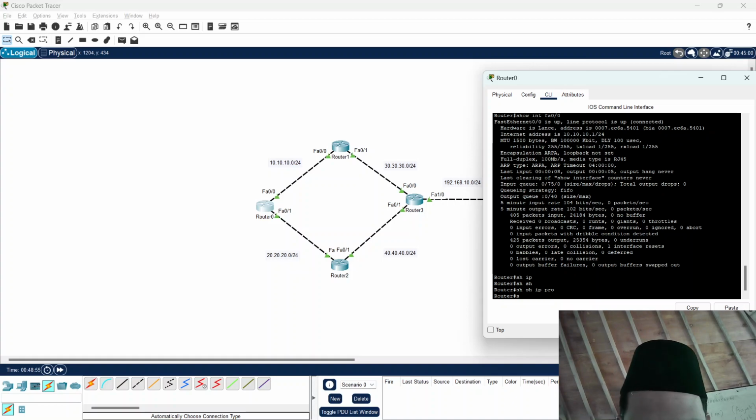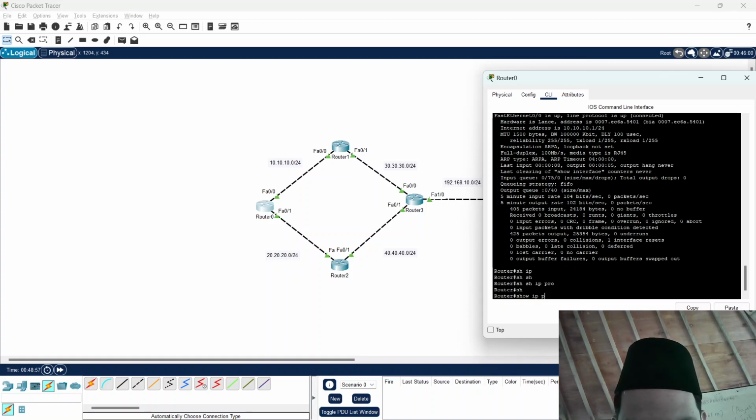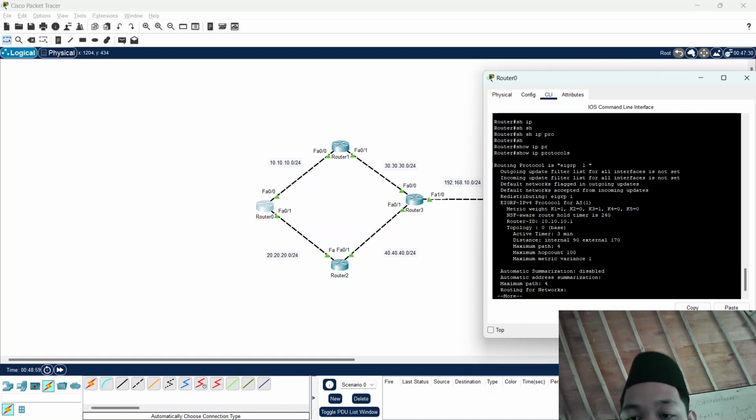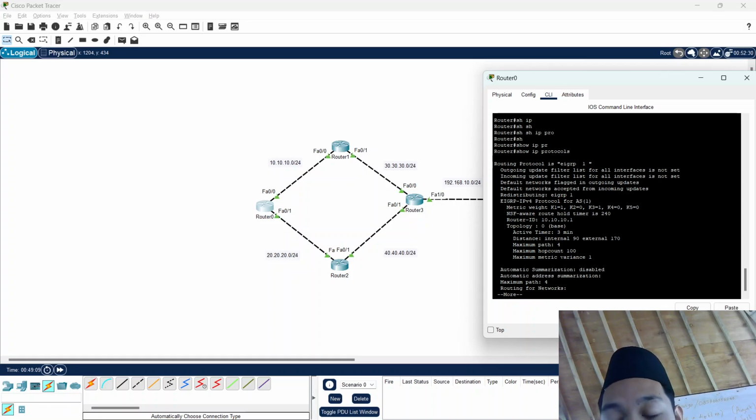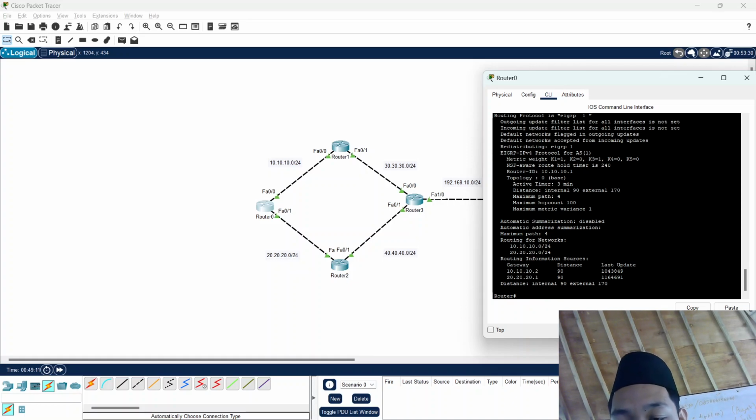Show IP protocol, and then this one. The default values are K1 is 1, K2 is 0, K3 is 1, K4 is 0, and K5 is 0. That is the default from the metric. And then today we want to do coding metric.